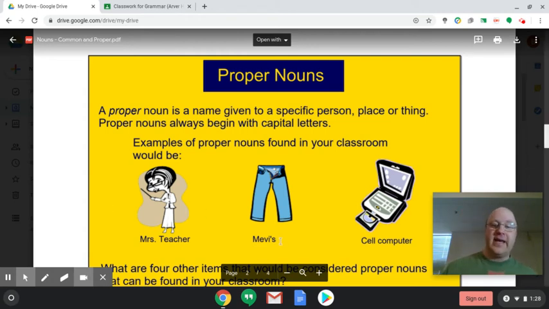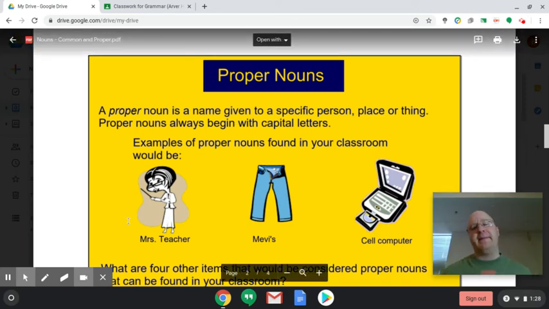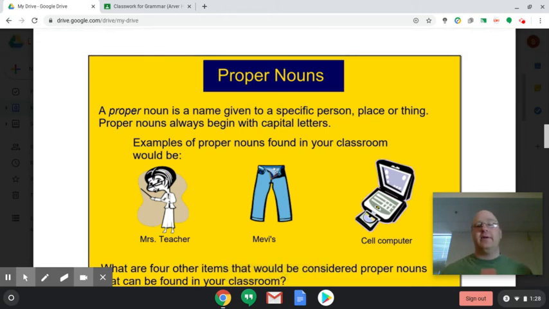Now, in here it says Levi's, because the person that made this slide did not want to do Levi's, the brand of jeans. Where you're talking about the jeans you wear, that's a common noun. But when you put a brand to it, like Levi's, then it becomes a specific type of noun, a specific type of thing. So you have to capitalize it because it's now a proper noun. A cell computer. I think they meant to do Dell computer. But when you name a specific computer, like a Dell computer, you need to give it a capital letter.